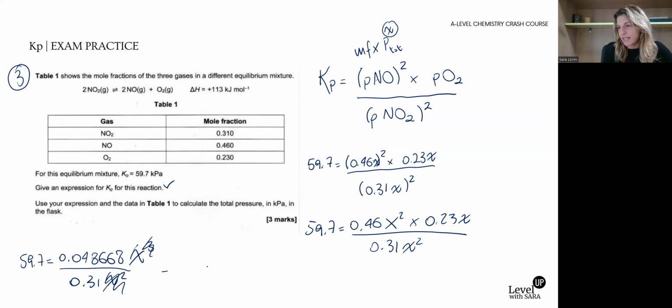And we are left with 59.7 is equal to 0.50631x. If we solve it, 59.7 divided by this number, we get x being 118 kilopascals.